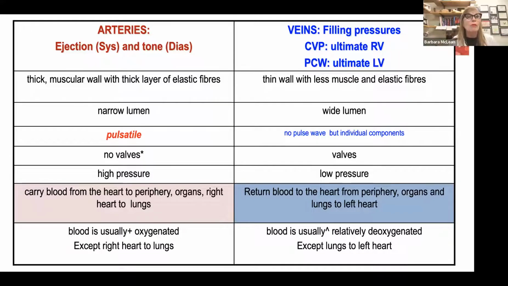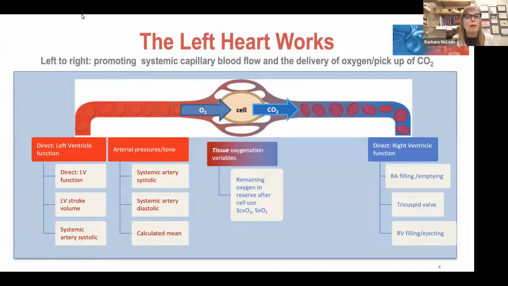Now, just remember that venous blood is returning to the heart. So systemic veins return relatively deoxygenated blood to the right heart. Pulmonary veins are post-alveolar blood exchange, so pulmonary veins are returning reoxygenated blood to the left heart. That's always really important to remember.